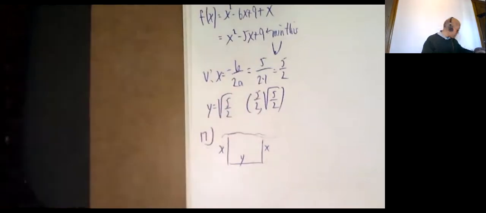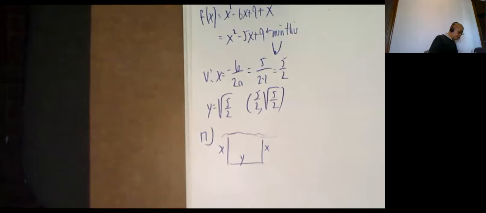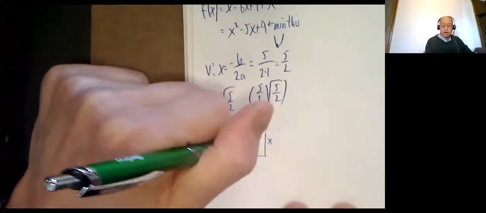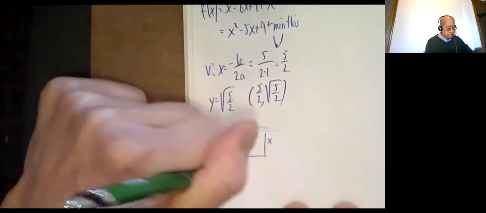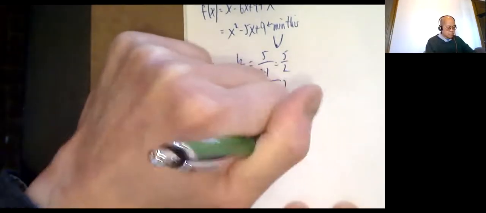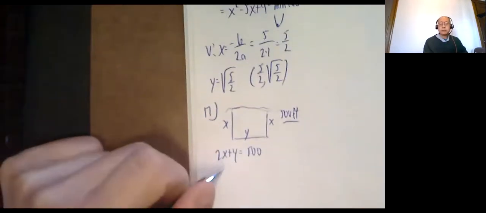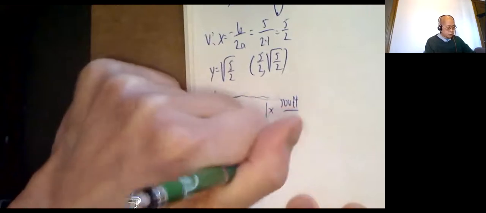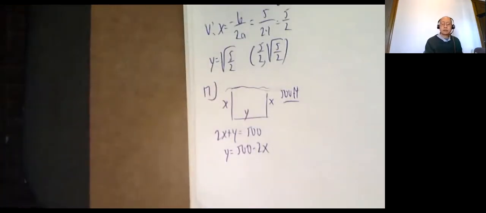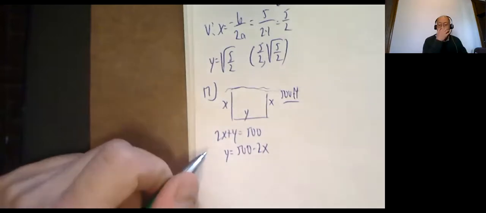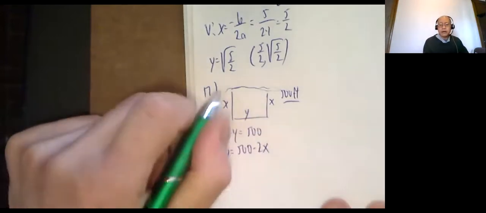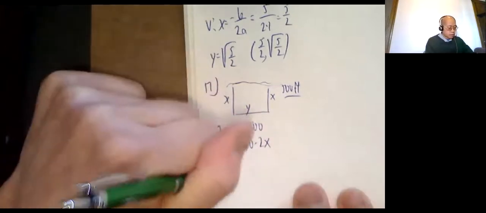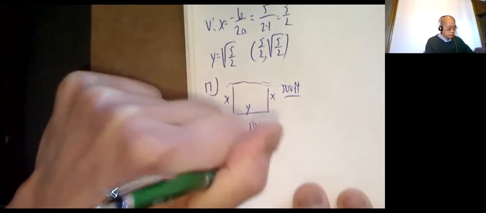Okay, so the total amount of fencing is 500 feet. So I have X plus Y plus X. That's 2X plus Y equals 500. Solve for Y: Y is 500 minus 2X. Okay, so you want to maximize the area. What's the formula for the area? Well, base times height. So area equals X times Y.